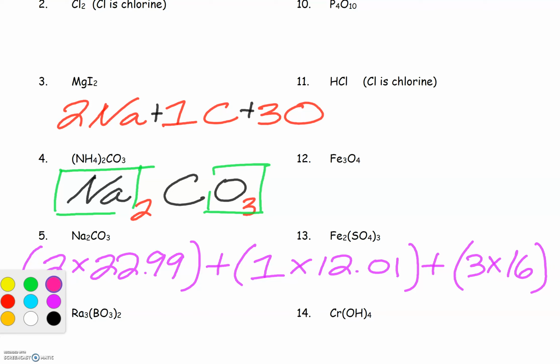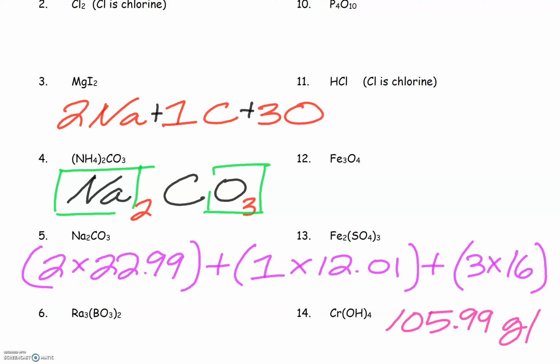And let's go ahead and go 105.99, and the unit would be grams per mole, or grams divided by moles. So there's the answer to the first one right there, 105.99.